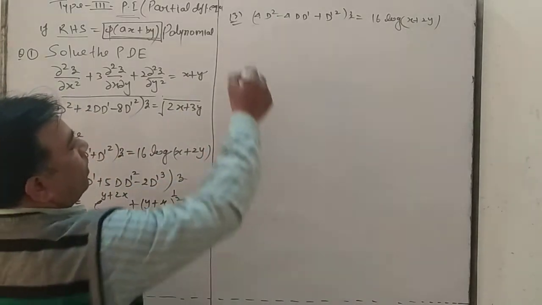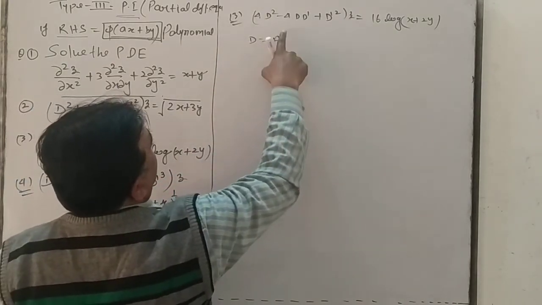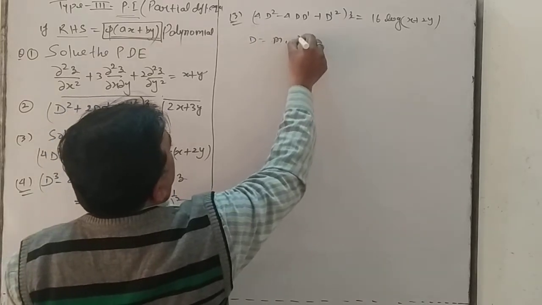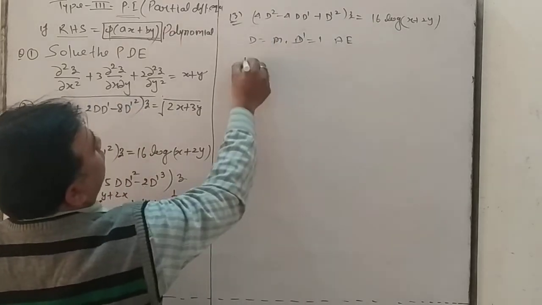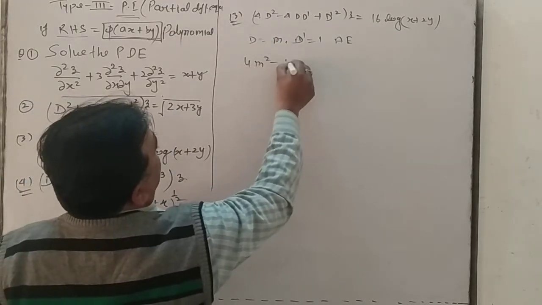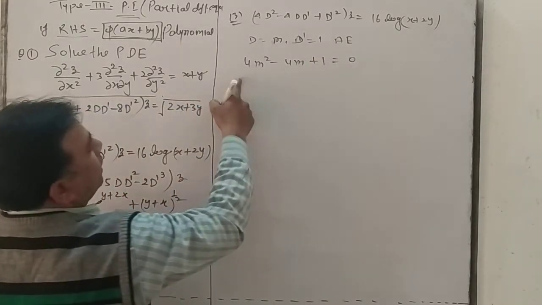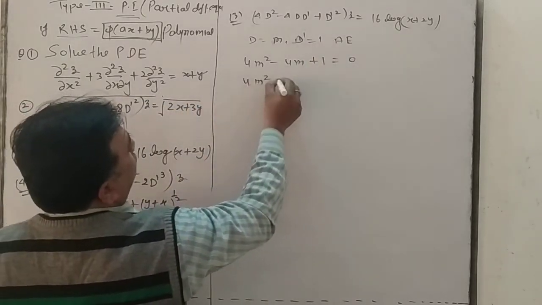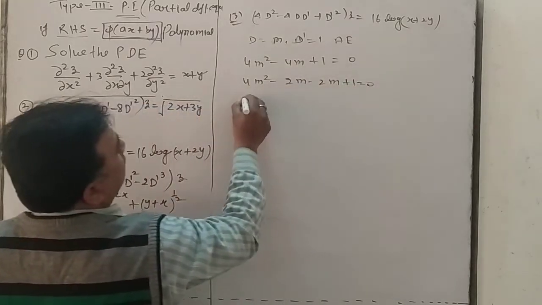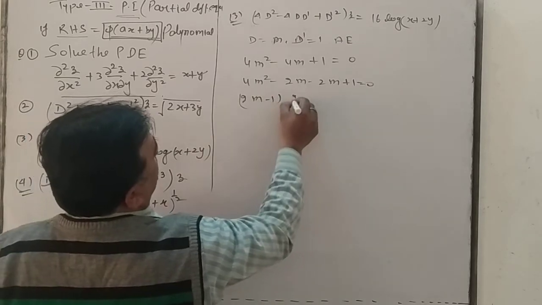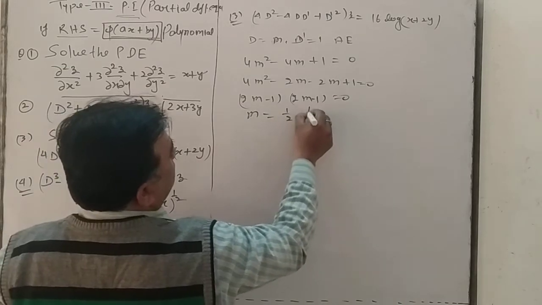So CF, D equal to m and D dash equal to 1, then the auxiliary equation is 4m square minus 4m plus 1 equal to 0. It means factorize this: 4m square minus 2m minus 2m plus 1 equal to 0. So (2m minus 1) and (2m minus 1) equal to 0. Then m equal to 1 by 2 and 1 by 2.